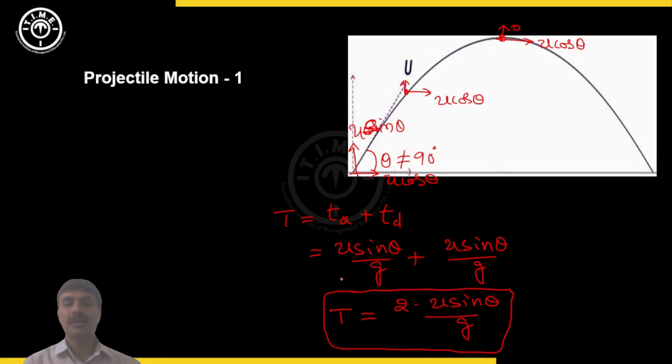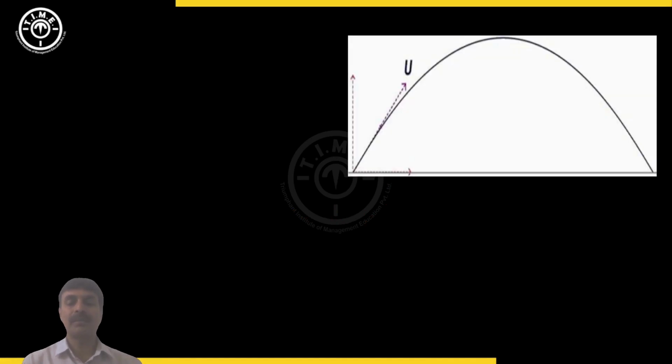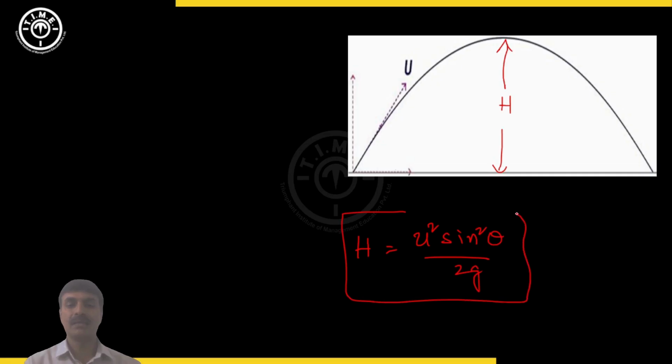Okay, and also we have learned about the maximum height. This is the maximum height, where maximum height is given by u square sin squared theta by 2g. Now let us see what is the range of a projectile.